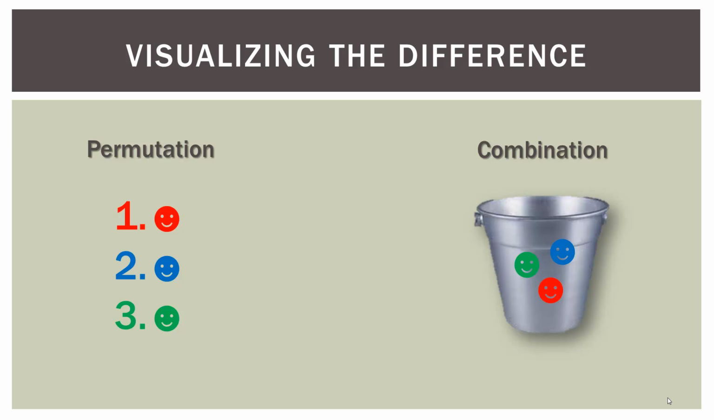So that's 1. Okay? On the left, we have an ordered list, and on the right, we have an unordered group or set. So think of the permutation as an ordered list, and the combination, the 3 smiley faces in the bucket, is just a collection or a set or a blob or a clump of things. The order of the smiley faces in the bucket doesn't matter.